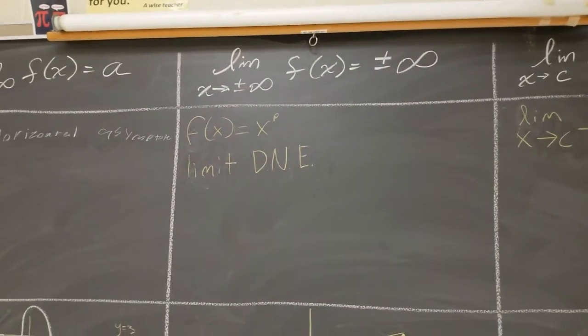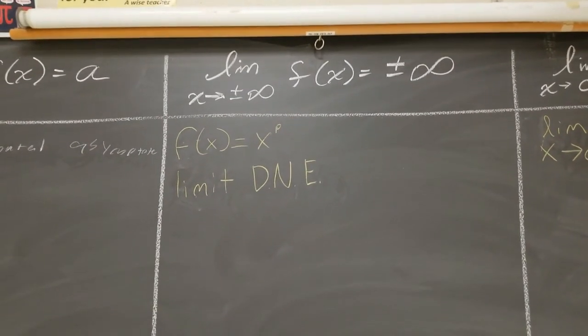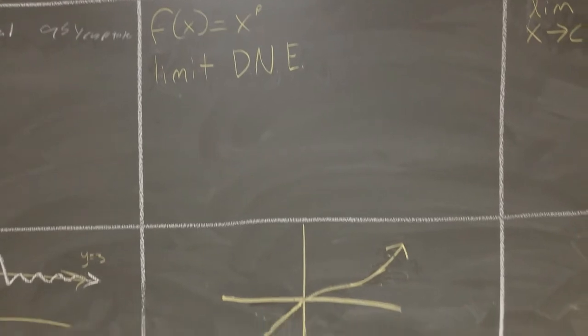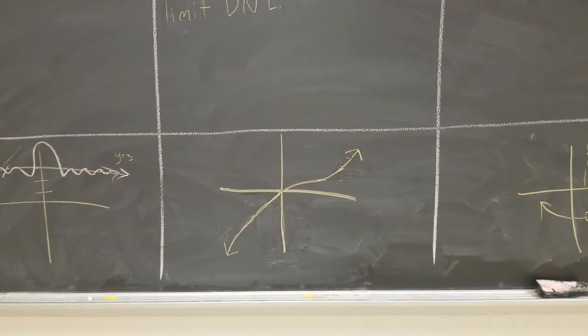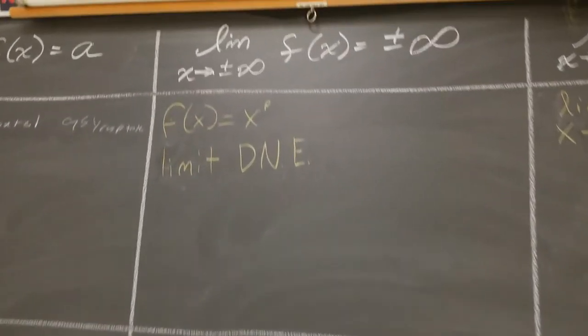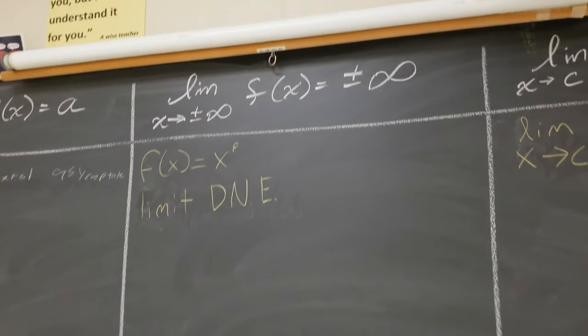Now this guy right here is like a power function. The limit does not exist because the graph just goes up or down forever. Be careful, that's not an asymptote, because here x is going to infinity, and so is the limit.